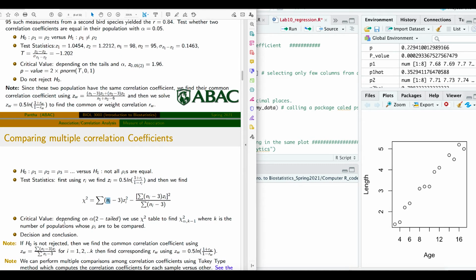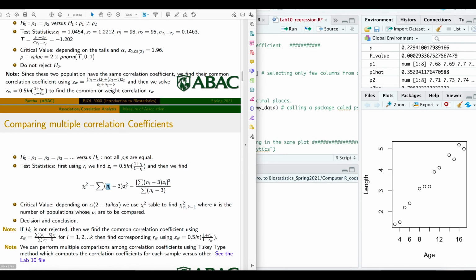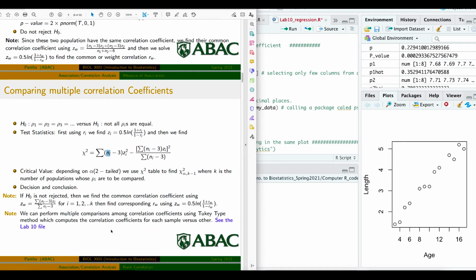Now that's the test value. The critical value will depend on alpha, two-tailed. We use the chi-square table to find chi-square alpha with k minus 1 degrees of freedom, where k is the number of populations whose rho i are to be compared, and then we make the decision. I'll show you how to do that in R directly.